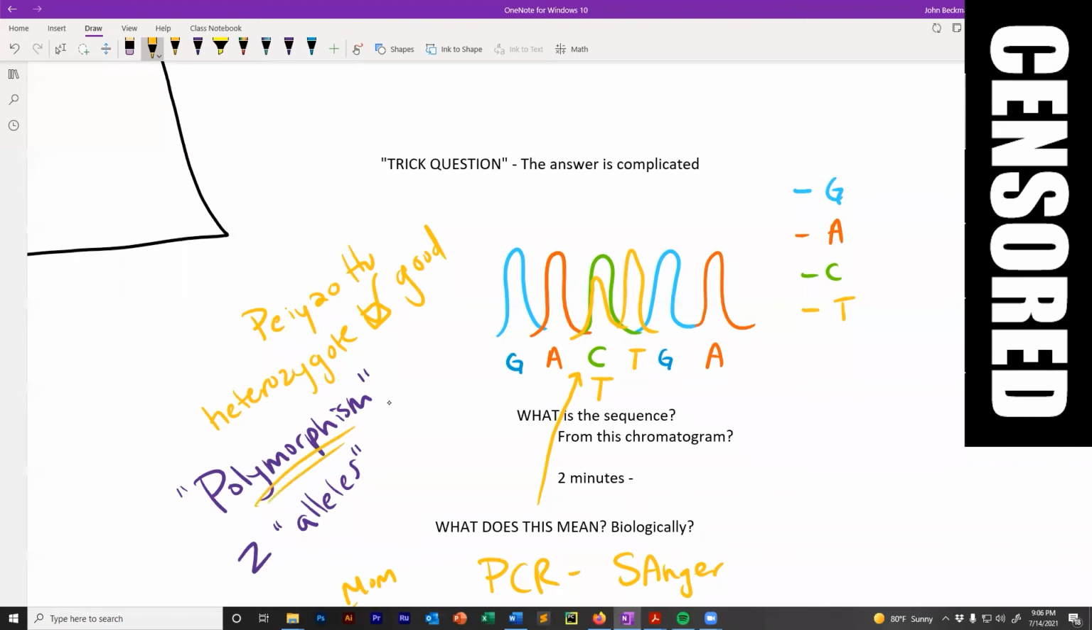You would see a polymorphism. It means it's a heterozygote.